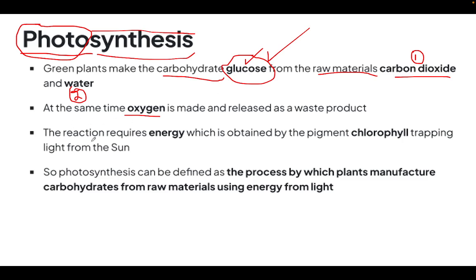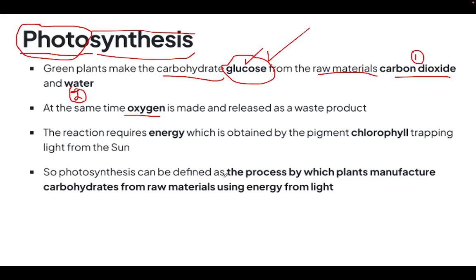Now, the reaction requires energy, which is obtained by the pigment chlorophyll, trapping the light from the sun. And chlorophyll, we know this is a green pigment, which is inside the chloroplast. And the function of this chlorophyll is to absorb light.